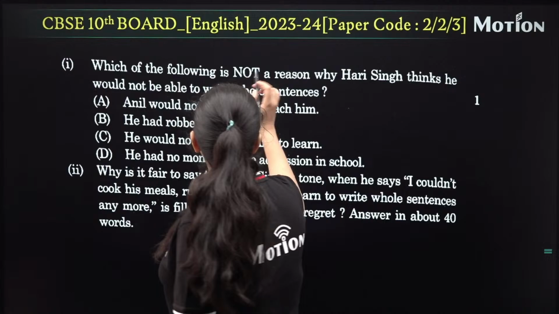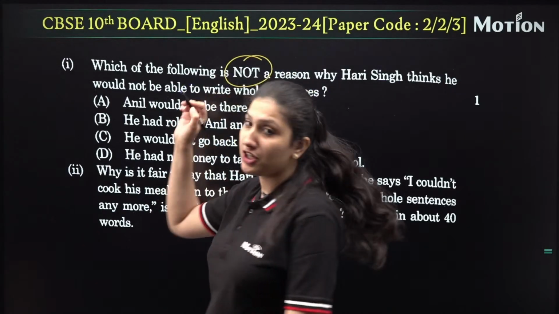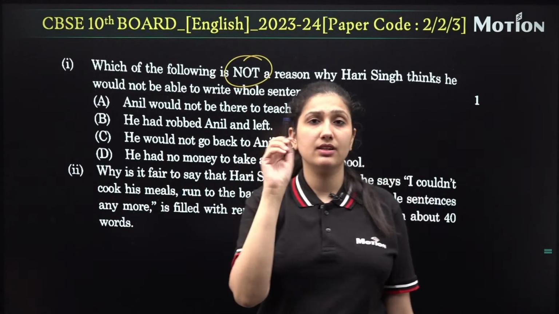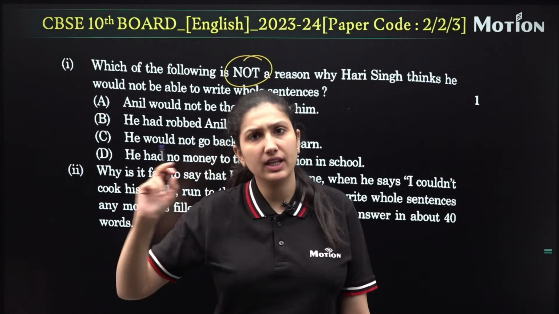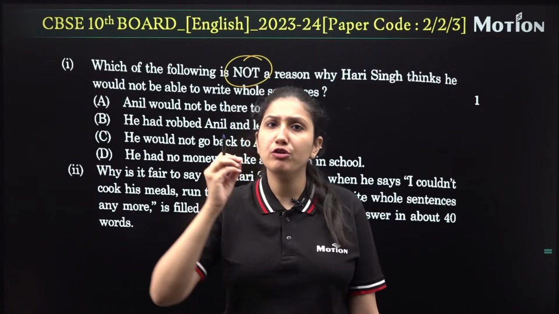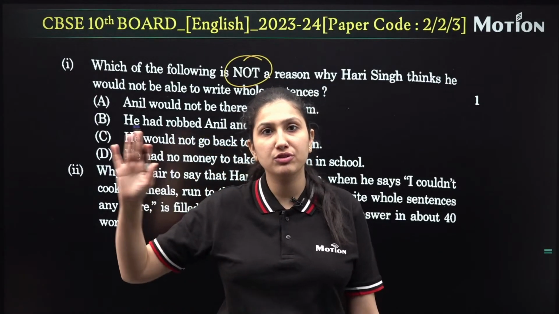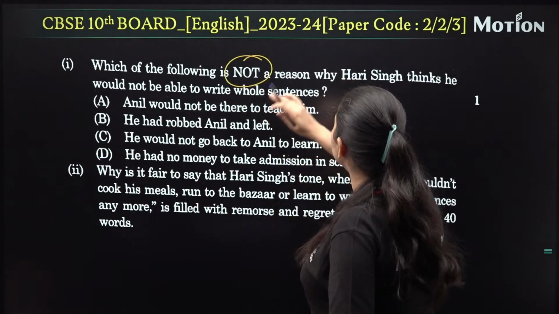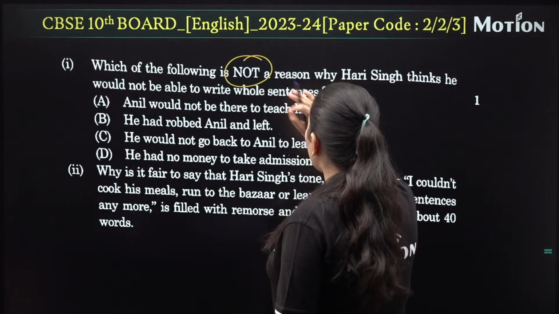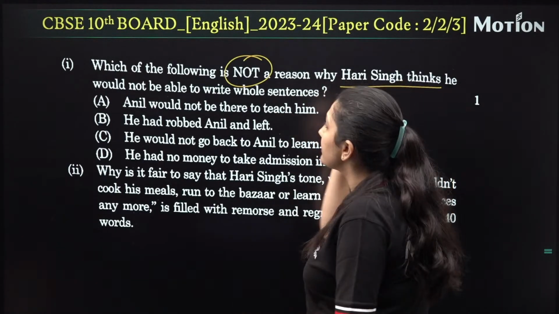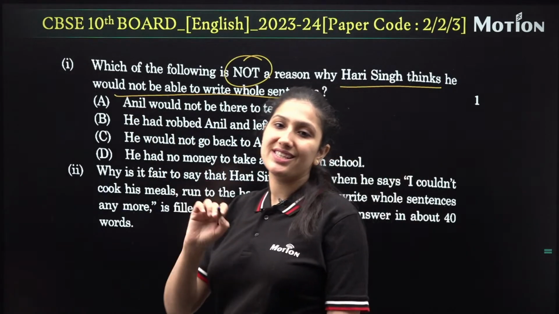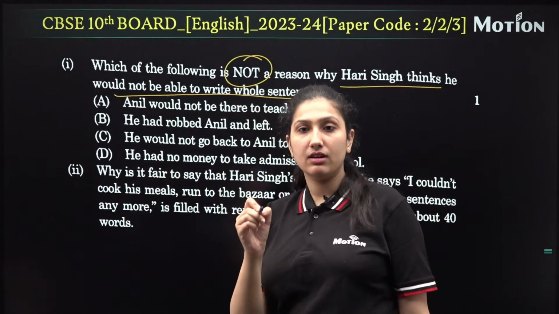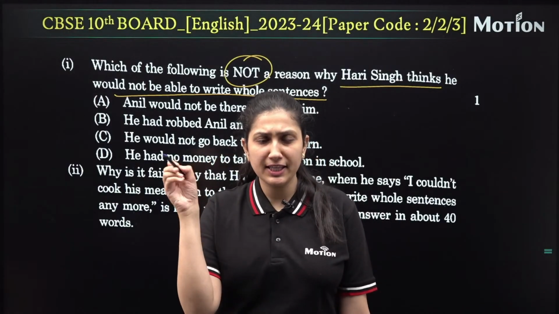Which of the following is not a reason? हमेशा question में not जब given है ना, circle it. Because what happens when we read the question, we read it very quickly that we often ignore no or not such kind of words. So कौन सा option इसमें से ऐसा नहीं है? That is not the reason why Hari Singh thinks he would not be able to write the whole sentences. ठीक है, कौन सा ऐसा कारण नहीं है इसमें? तो पहले according to me हम उनको टिक कर लेते हैं जो कारण है.